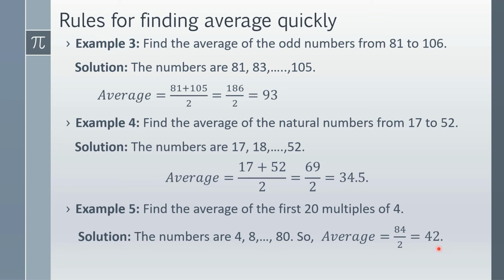So in this way you can find the average of a sequence of even numbers, a sequence of odd numbers, a sequence of natural numbers, or a sequence of multiples of some number, also using this method. Just remember, if you need to find the average of numbers from a particular number to a particular number, both numbers at the extremities can be included. However, if you have to find the average between two numbers, then we have to exclude those two numbers.